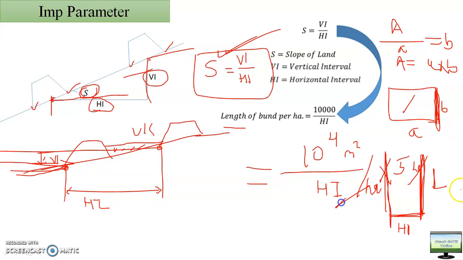The hectare will go, and it will come into meters. Why meters? Because the area is in square meters here and the horizontal interval is in meters, so meter cancels with meter. This length will come in meter units. So be careful about the unit. This is one parameter. So you came to know about horizontal interval, vertical interval, and length of bund per hectare.